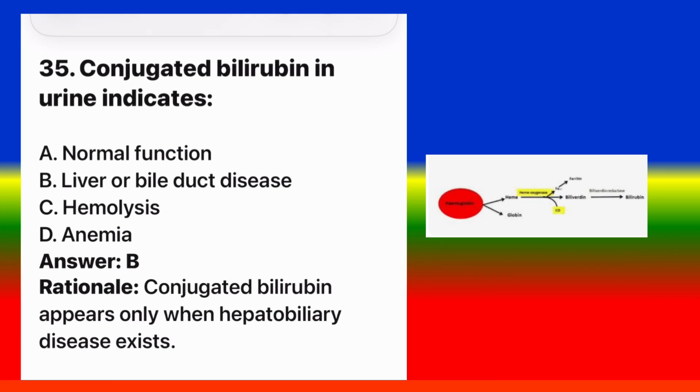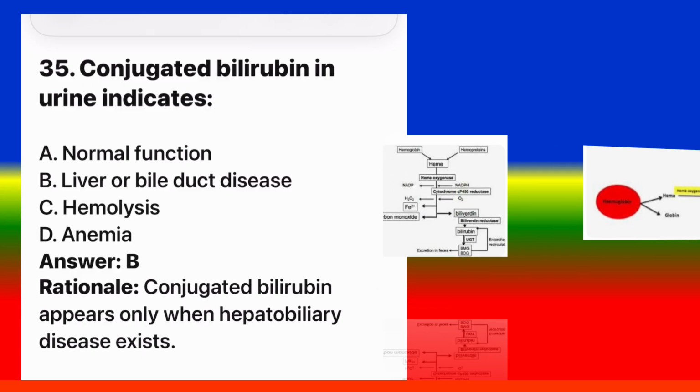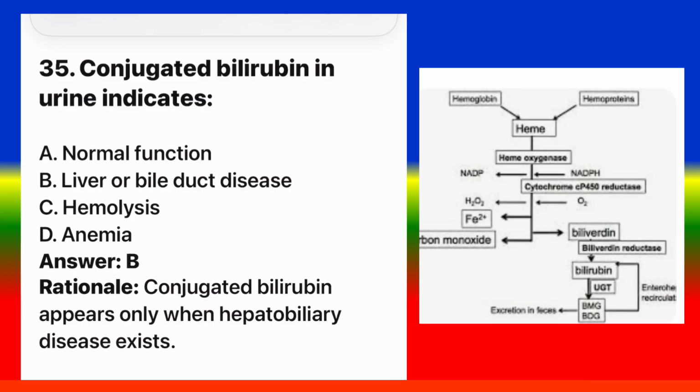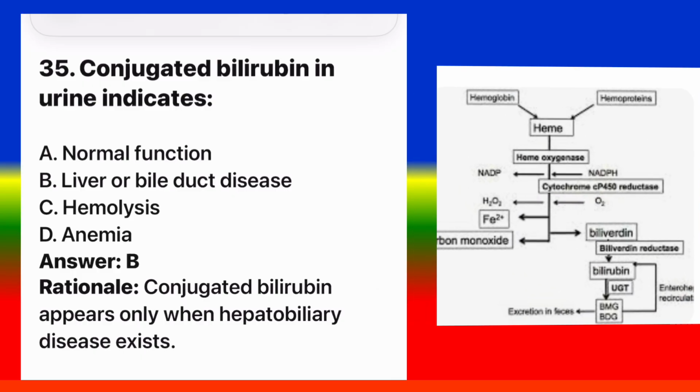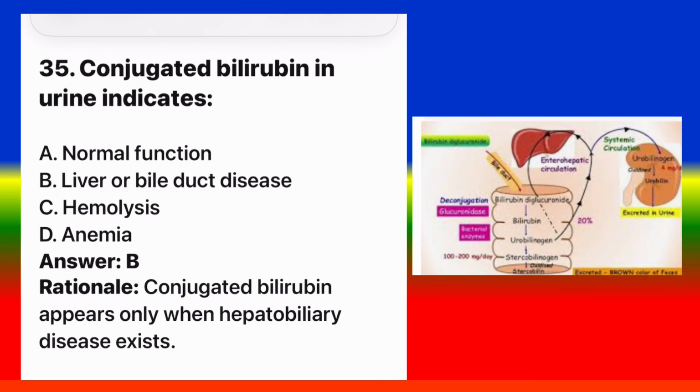35. Conjugated bilirubin in urine indicates A. Normal function, B. Liver or bile duct disease, C. Hemolysis, D. Anemia. Answer B. Rationale: conjugated bilirubin appears only when hepatobiliary disease exists.